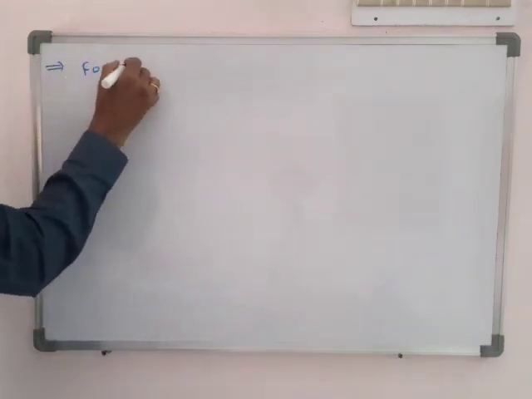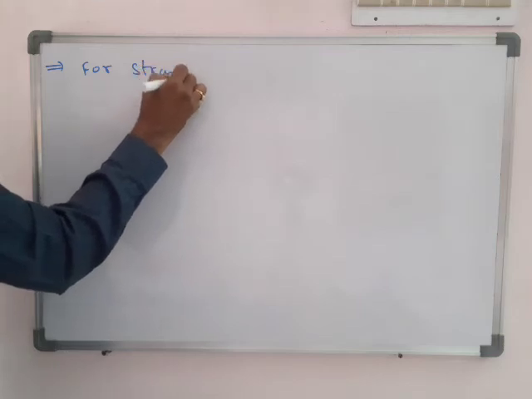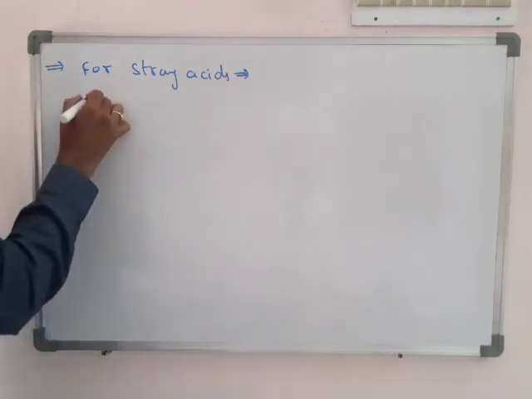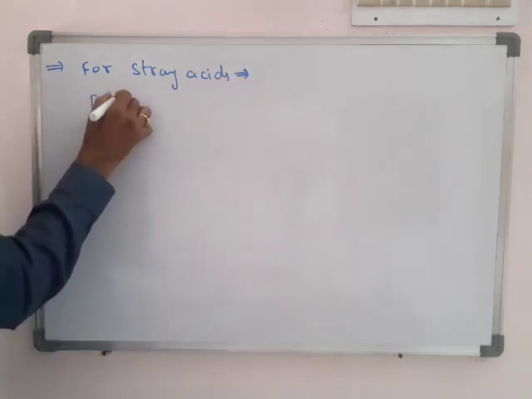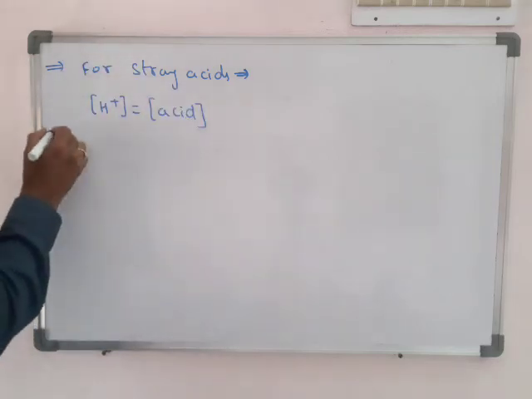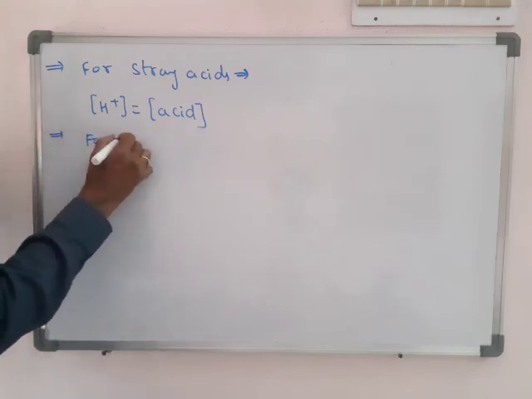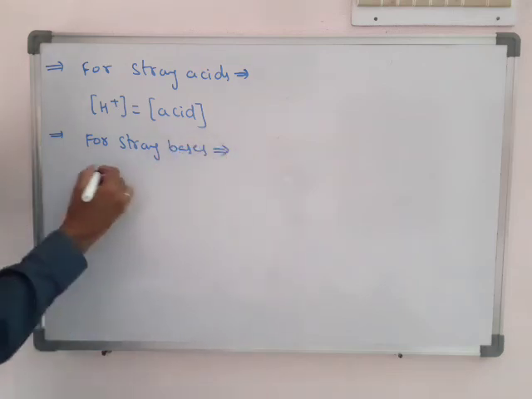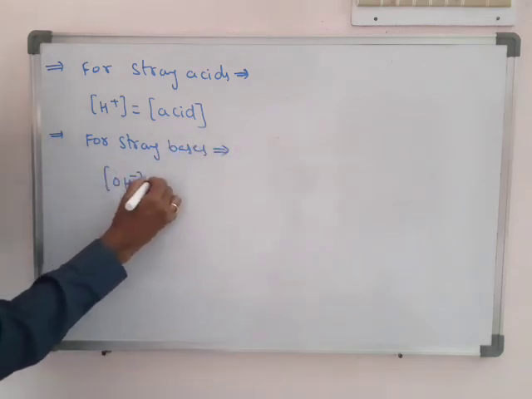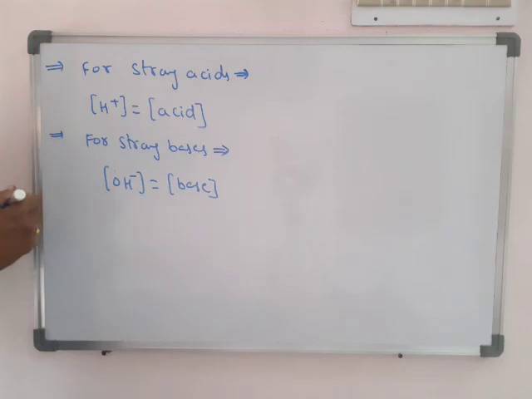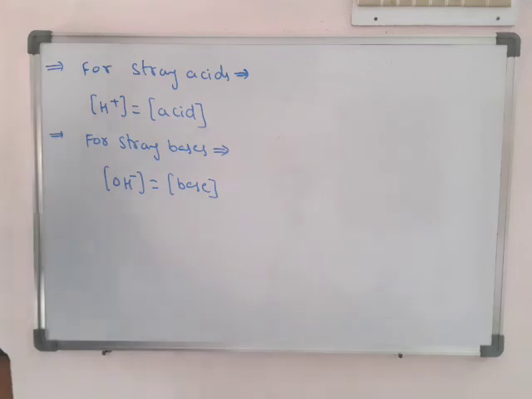So generally we can write some points here. For strong acids, the concentration of H plus is equal to the concentration of acid, with no change. Same for strong bases: the OH minus concentration is equal to the concentration of the base. For weak acids only we have to take the H plus. The H plus is equal to C into alpha.